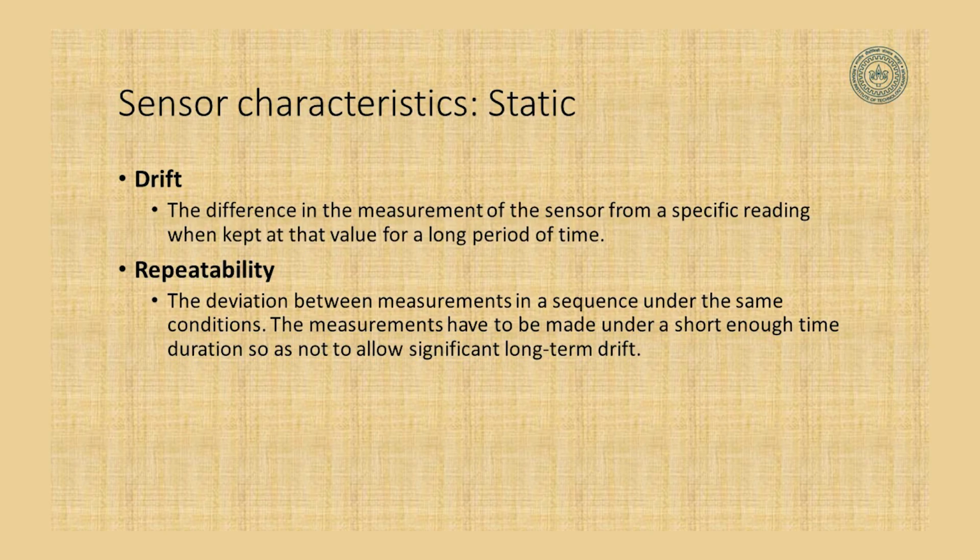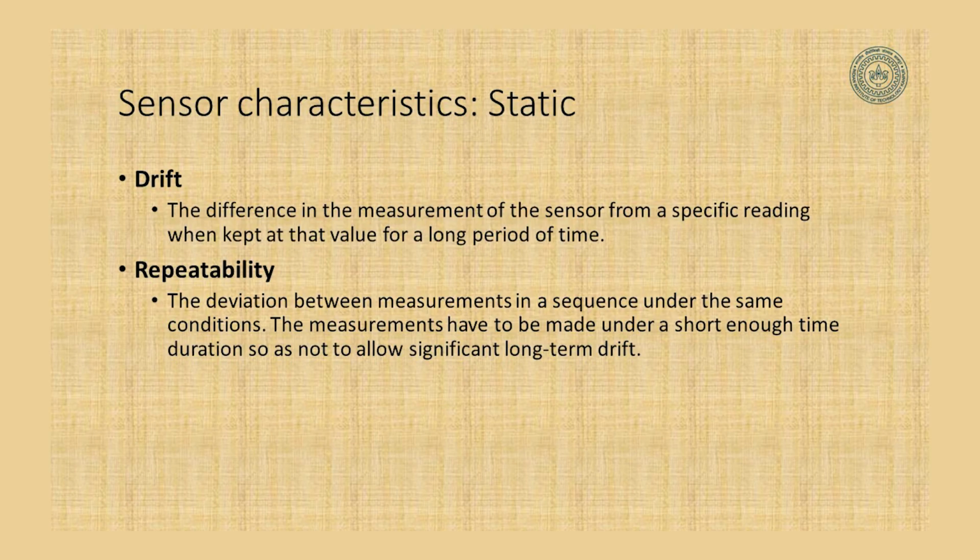So, drift is the difference in the measurement of the sensor from a specific reading when kept at that value for a long period of time. Okay. So, let us say there is an ice bath and you keep a temperature sensor in it, and you are able to maintain the temperature inside at 0 degrees, and then you take the measurements from the sensor and you observe it for a long period of time and you see whether it is showing 0 degrees continuously for how long, maybe 1 hour, maybe 2 hours, maybe 3 hours, and then it may start drifting.